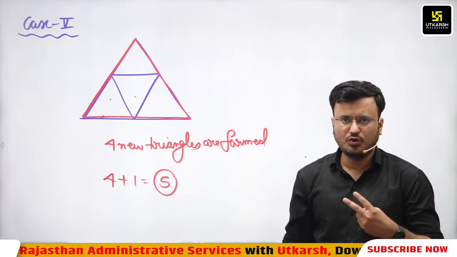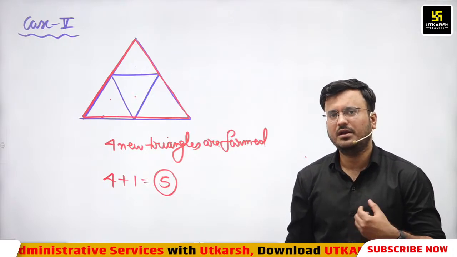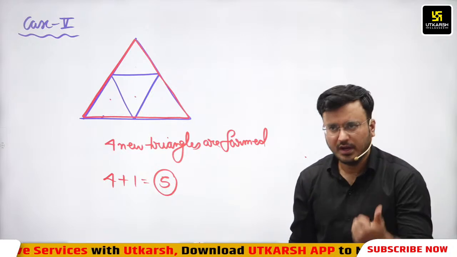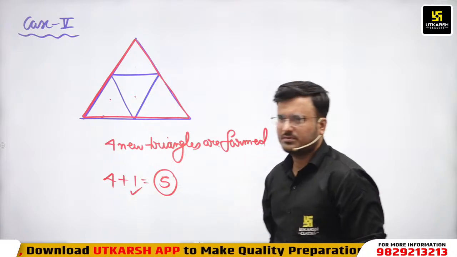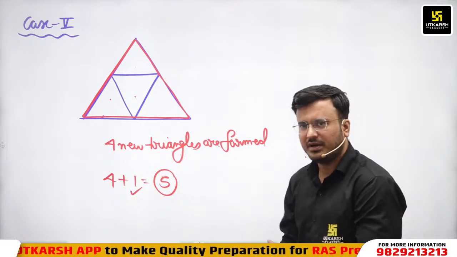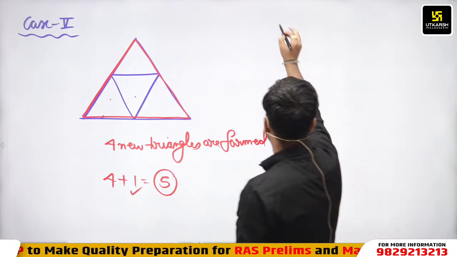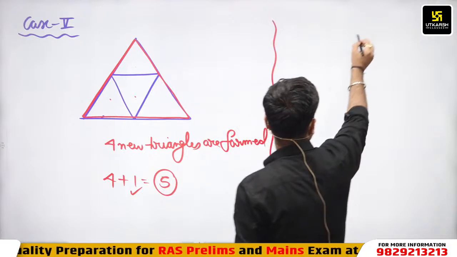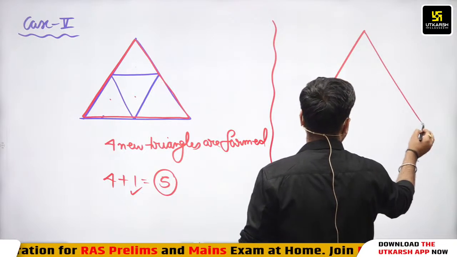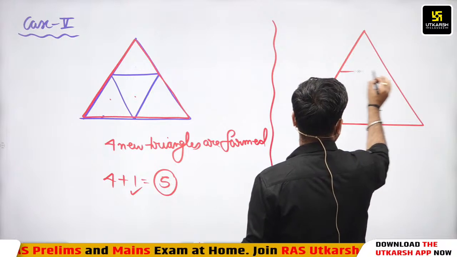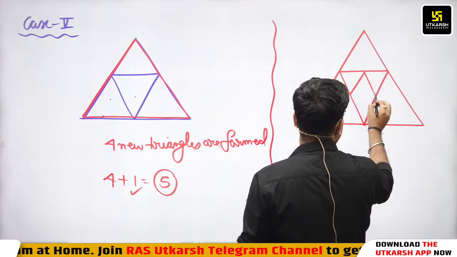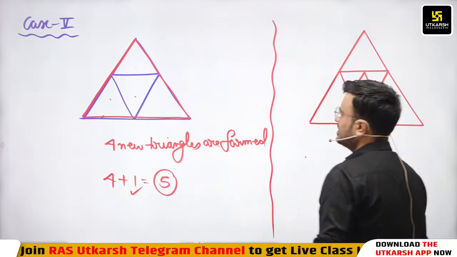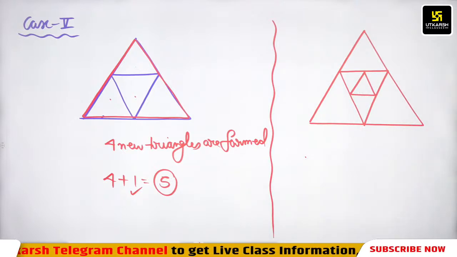If there are 2 inverted triangles, it will introduce 4 into 2, 8 new triangles, and one that already exists, so we need to add one at the end. Okay, so for example, if someone asks how many triangles are there in this figure, try to figure out how many triangles are there.